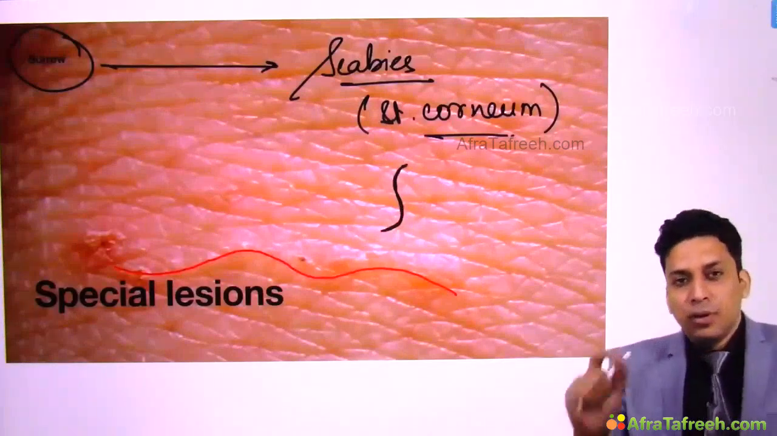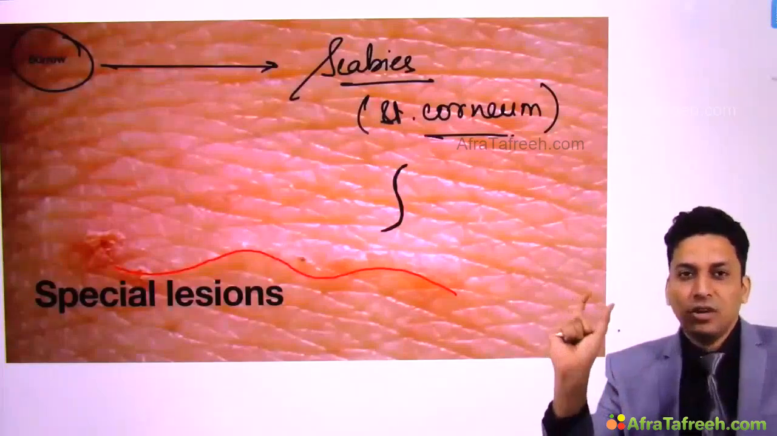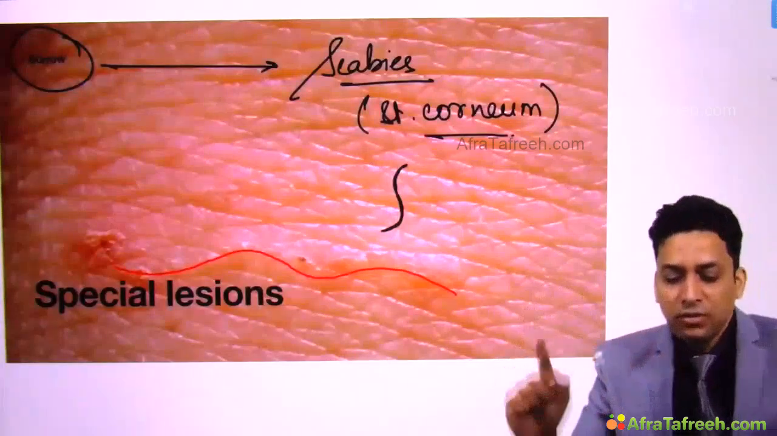This is a burrow. So burrow is a special lesion. Why is this special? Because if burrows are seen, it is very characteristic of scabies. So this is a special lesion of scabies.